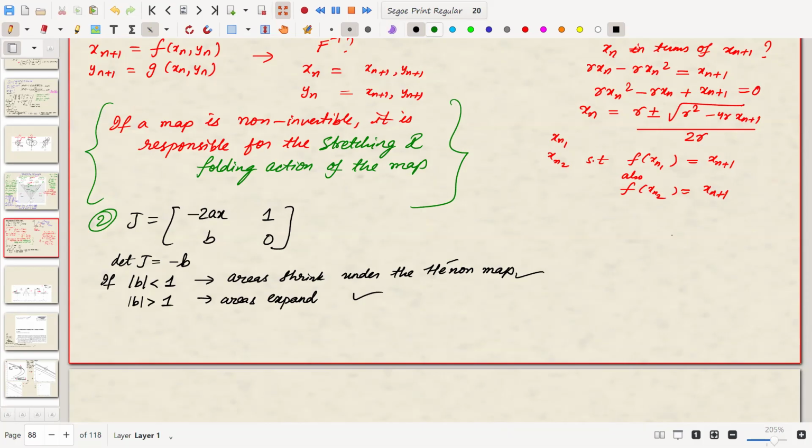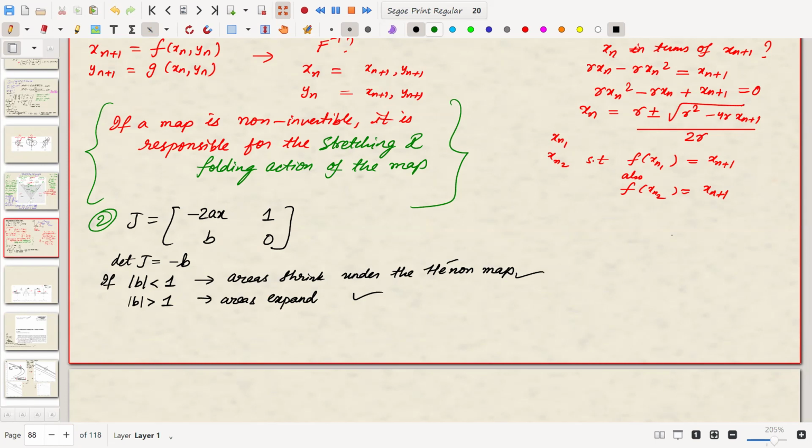How much? Yes, it depends on the map. You have to check. But I don't think you can measure it so nicely. It will not have a simple form because the map is itself non-linear. You are doing a non-linear area change.